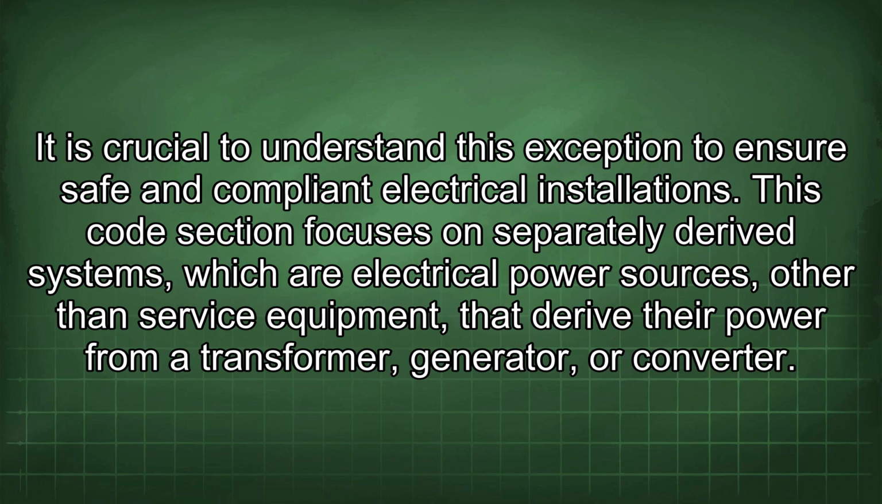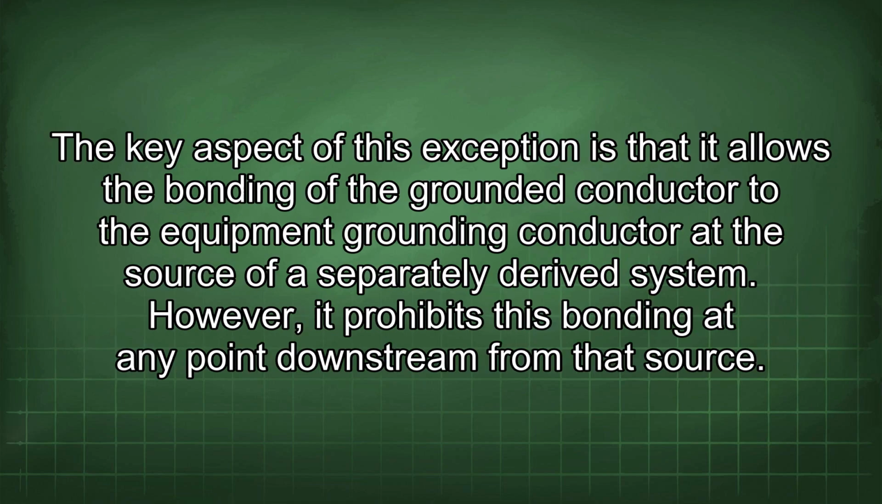This code section focuses on separately derived systems, which are electrical power sources other than service equipment that derive their power from a transformer, generator, or converter. A key aspect of this exception is that it allows the bonding of the grounded conductor to the equipment grounding conductor at the source of a separately derived system. However, it prohibits this bonding at any point downstream from that source.